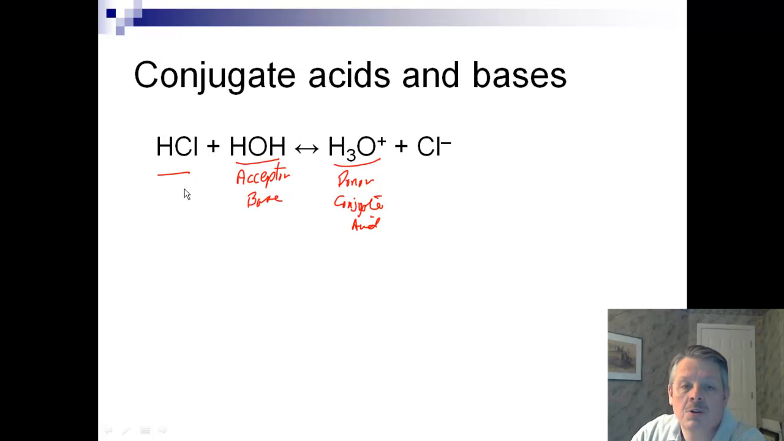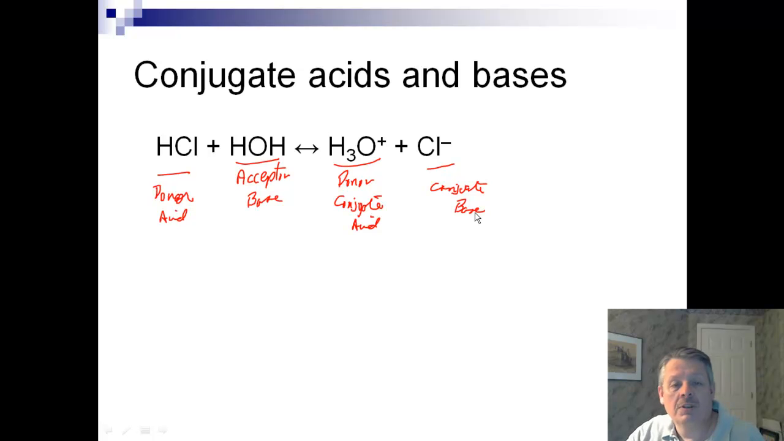Similarly, here we have HCl, and that's donating the hydrogen. So that must be an acid. And of course, we do know that HCl is an acid. There's really no question there. So that means the chlorine must be the conjugate base, because that's what's left over after it has donated the proton.